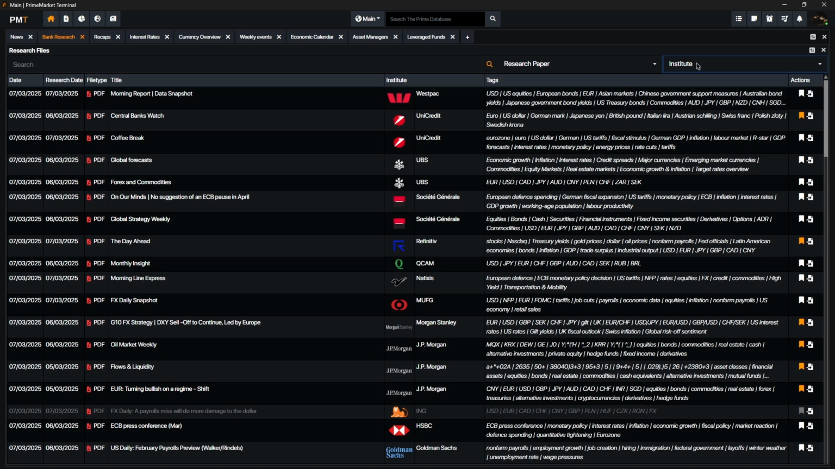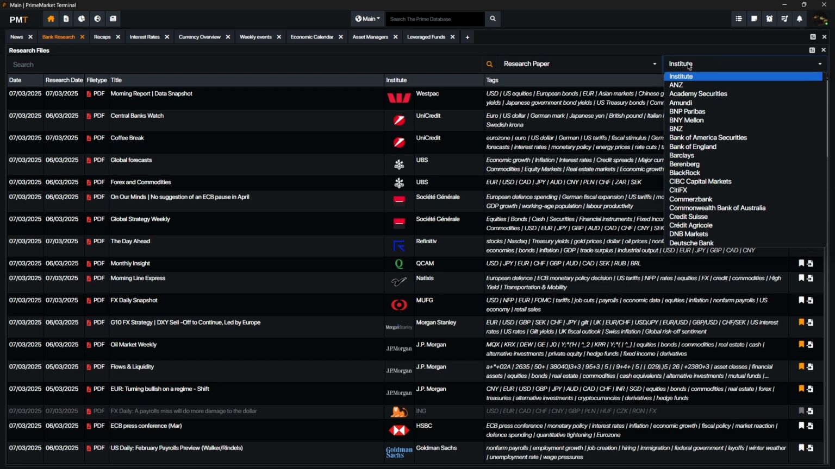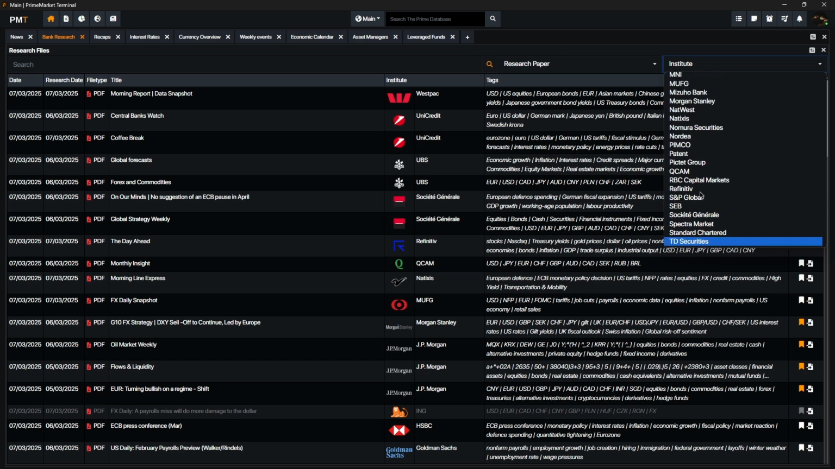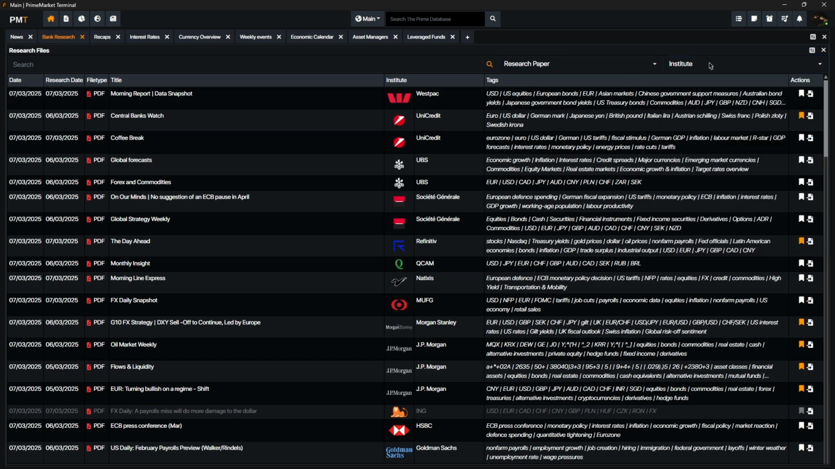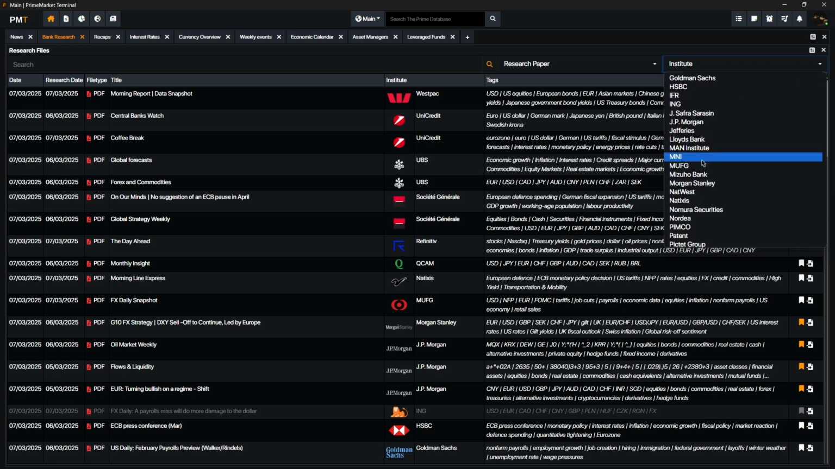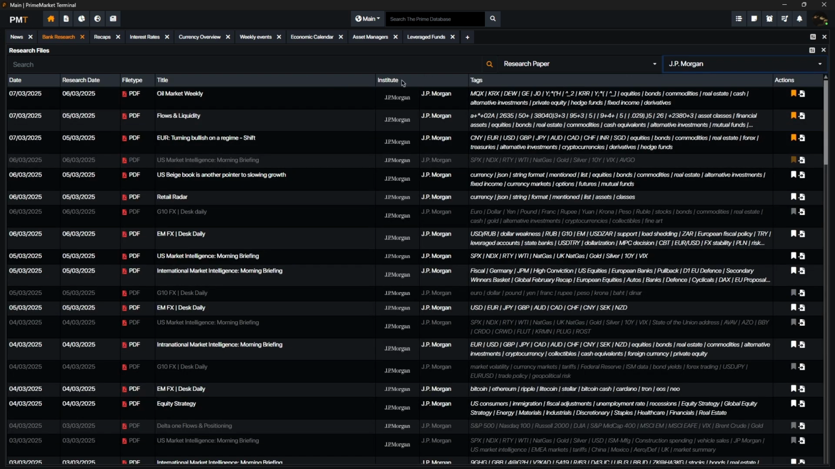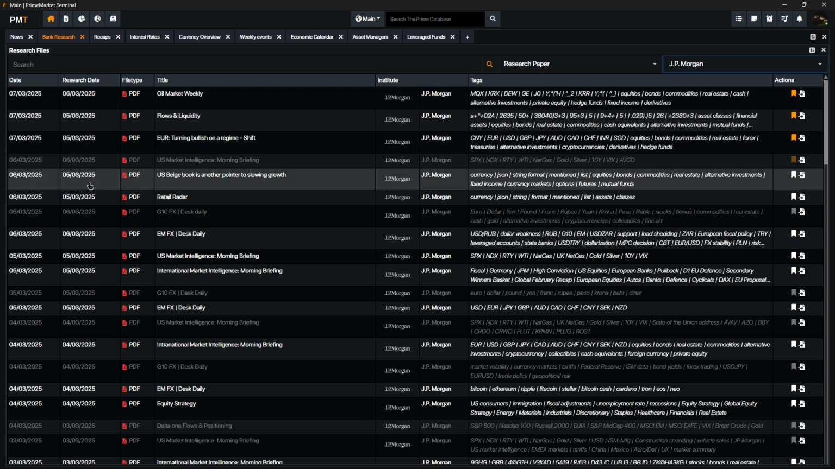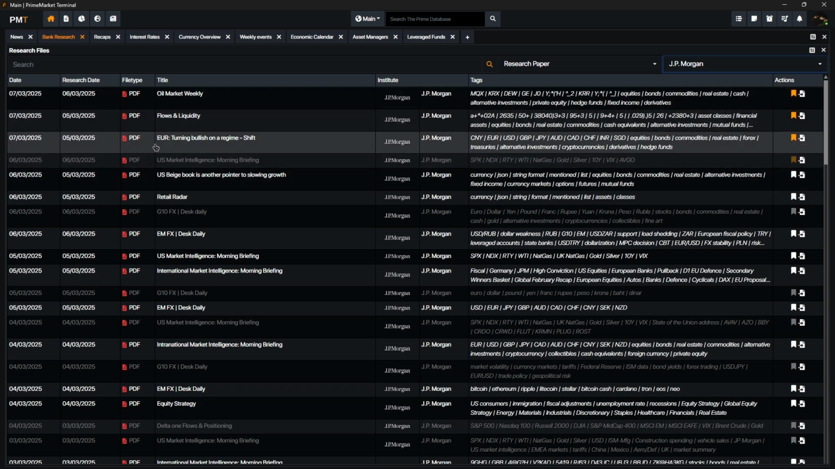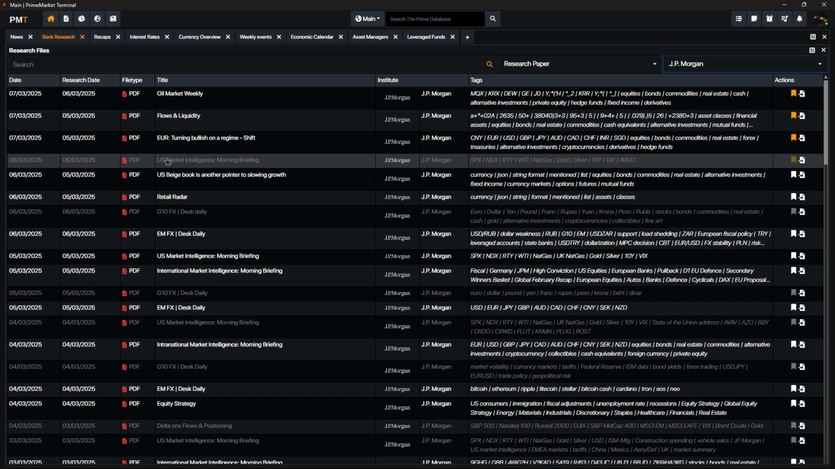So let's dive into how I use it to generate trade ideas. For this analysis, I'll talk about a trade that I'm in at the moment, as we speak, that was inspired by JP Morgan. You can select whatever bank you want. If you come to Institute and go to JP Morgan here, we can see all of the investor client releases by JP Morgan.